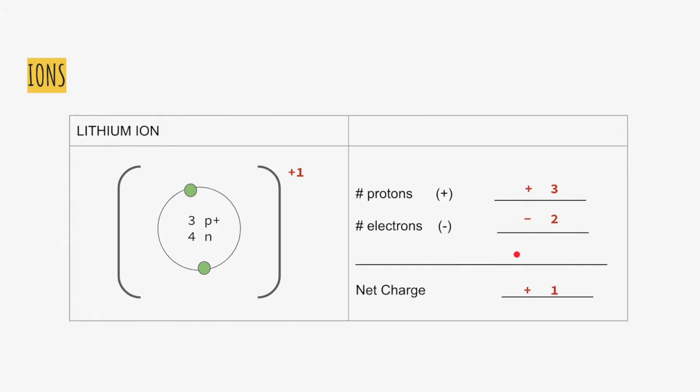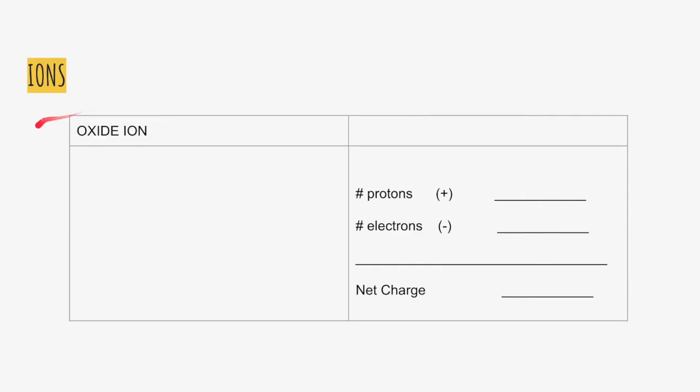Now, if we have an ion that has a net positive charge, remember this is going to be called a cation. Cats have paws, and cations are positively charged. Let's take a look at one more example.